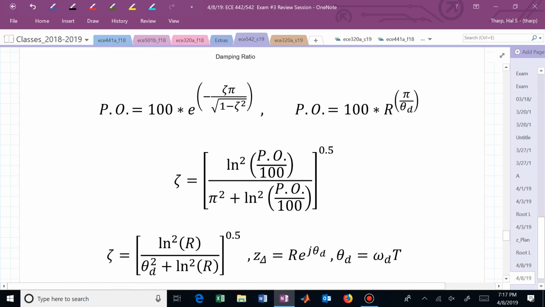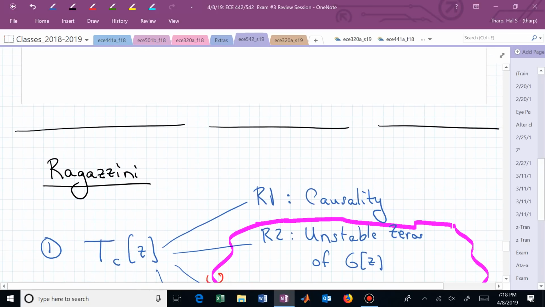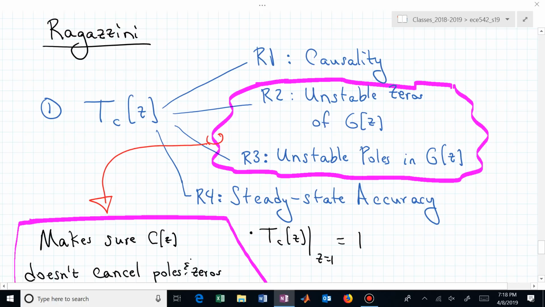And here are the different expressions that we've derived or shown to exist that connect percent overshoot with zeta, and zeta with r and theta sub d. And you just need to be comfortable applying these and going back and forth. Given a settling time or performance specs, can you find a transfer function? Or given a transfer function, can you find the closed loop poles, and then find the performance characteristics?